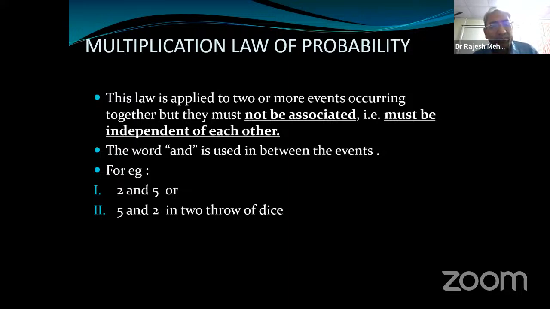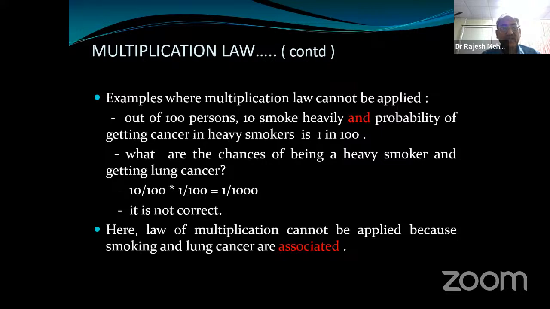In this example, when you are throwing the dice, 2 and 5 or 5 and 2 in the two throws of dice. So this is an example where the multiplication law cannot be applied.